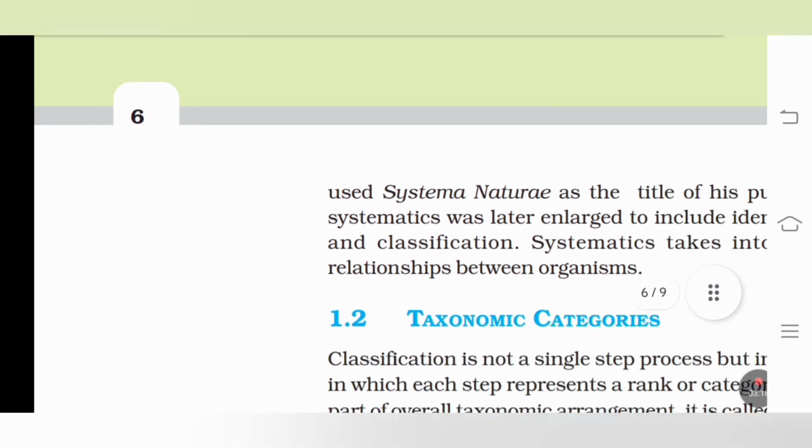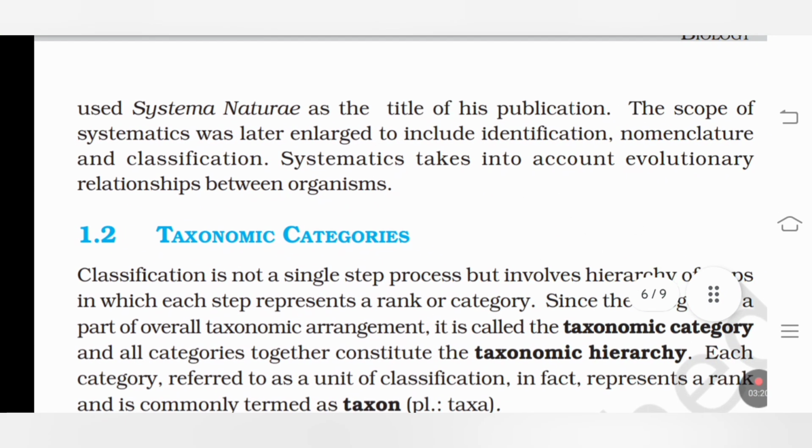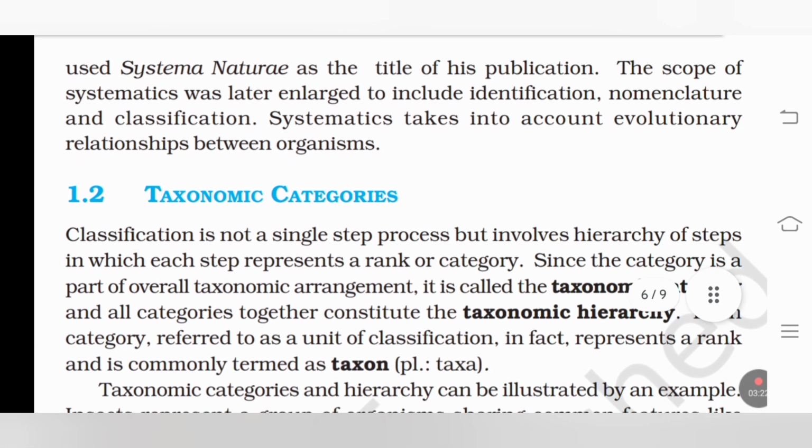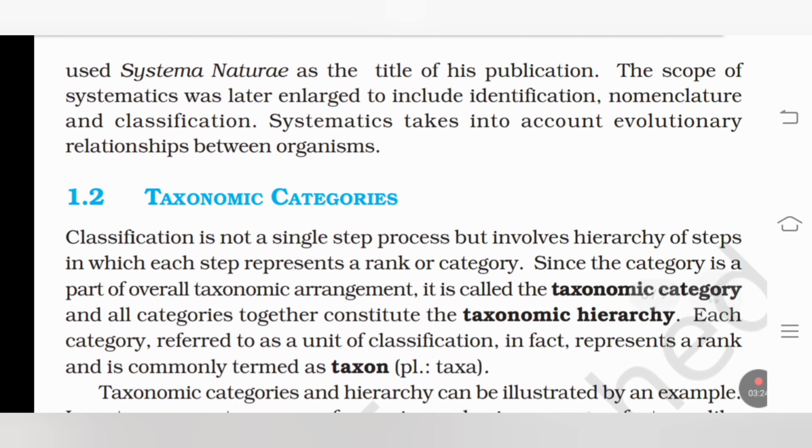Linnaeus used Systema Naturae as the title of his publication. The scope of systematics was later enlarged to include identification, nomenclature and classification. Systematics takes into account evolutionary relationships between organisms.